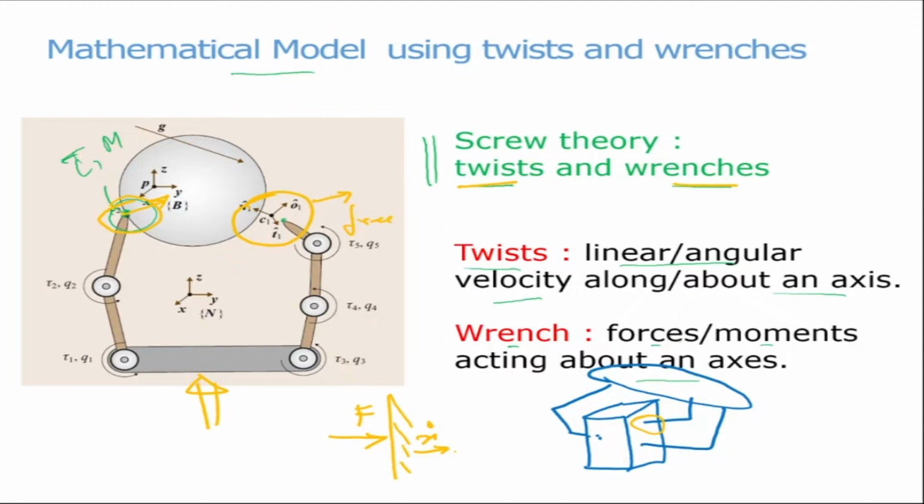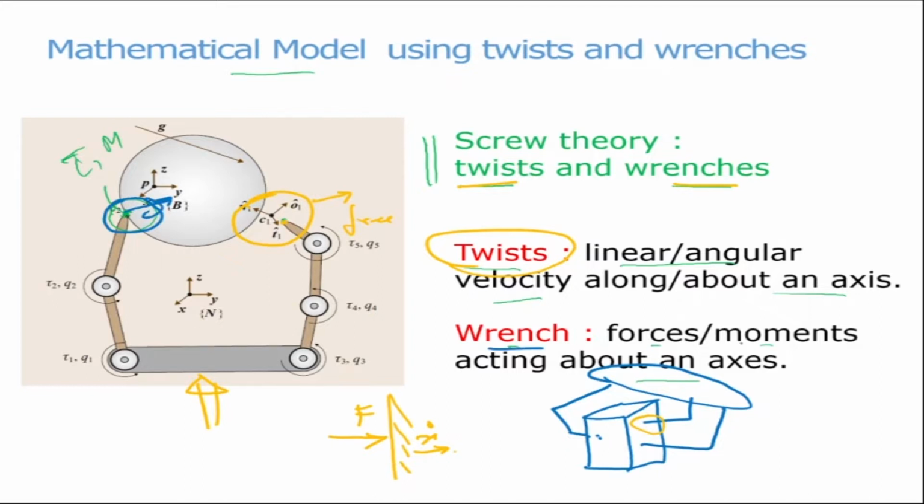Then we can talk about the linear and the angular velocities about an axis, and these are called twists. So this finger, which is free, can have a linear velocity, or it can have a rotation about a particular axis at the fingertip. Now when contact has been made, like in the case on the left hand side here, we can apply a force and we can apply a moment, which are called wrenches.